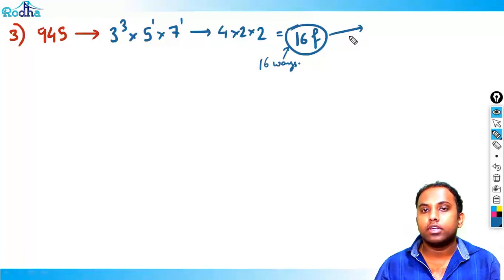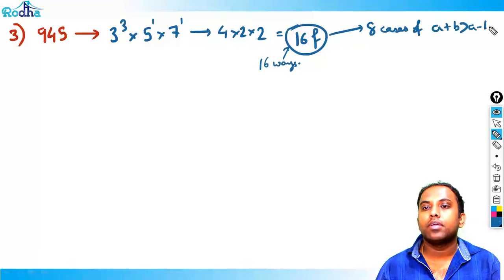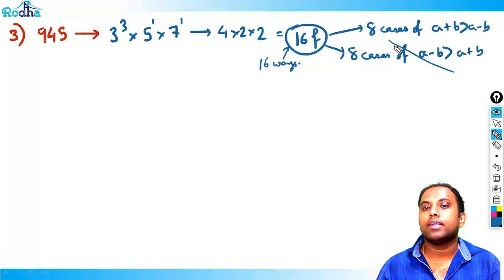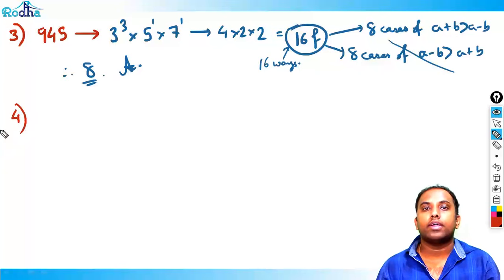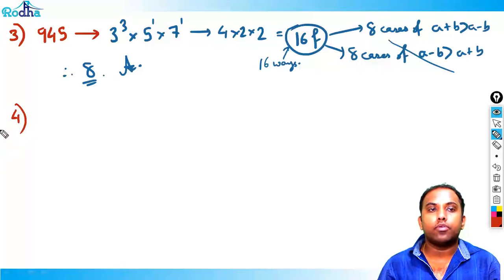Basically means what? 16 factors means 8 cases of a plus b greater than a minus b and 8 cases of a minus b greater than a plus b. So you don't have to take the second case. What is the answer? The answer is 8. Right. Now one more case of perfect square we will take and then we'll move to even numbers.